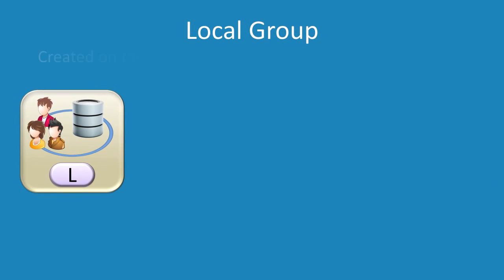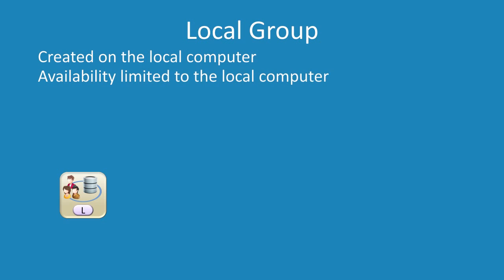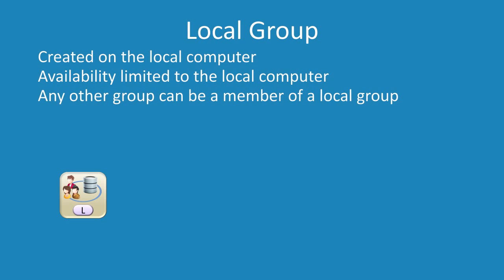A local group is a group that is created on the local computer. Since the group is stored in the local computer's security database, its availability or scope is limited to that computer. Even though the scope of the group is limited to the local computer, it is not limited as to what groups can be put into a local group. To start with, I will look at how groups work at the domain level. Later in the video, I will look at how these groups work when put in a multi-domain environment.